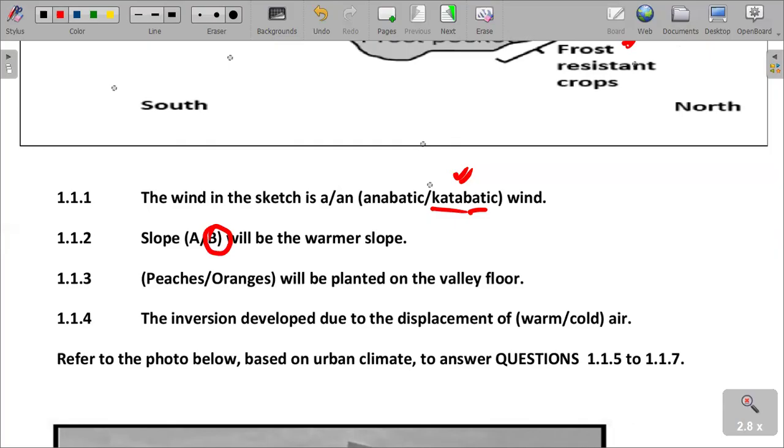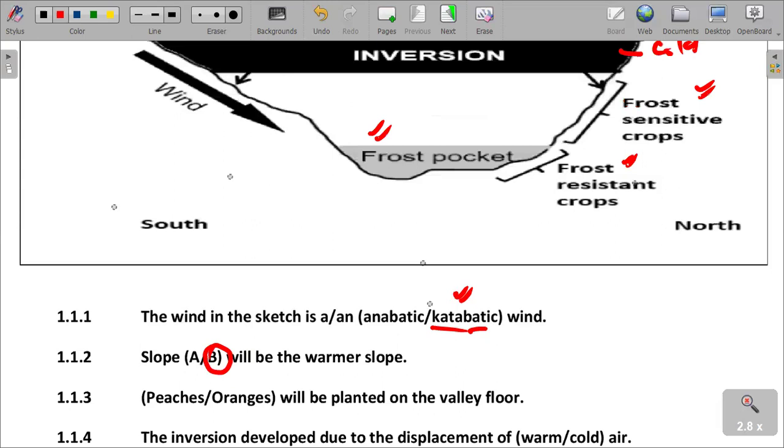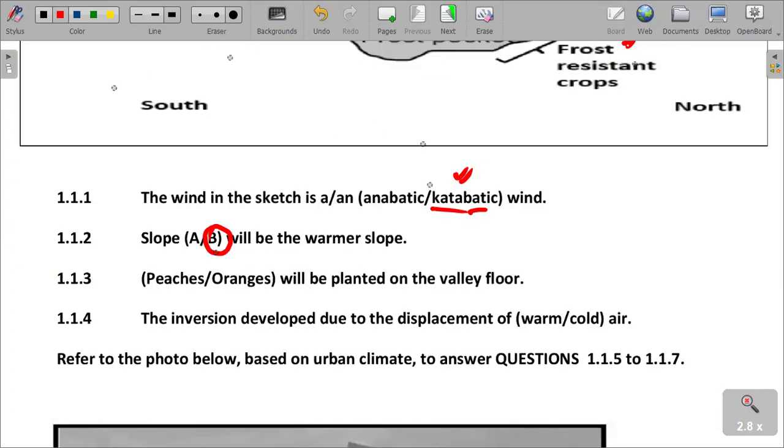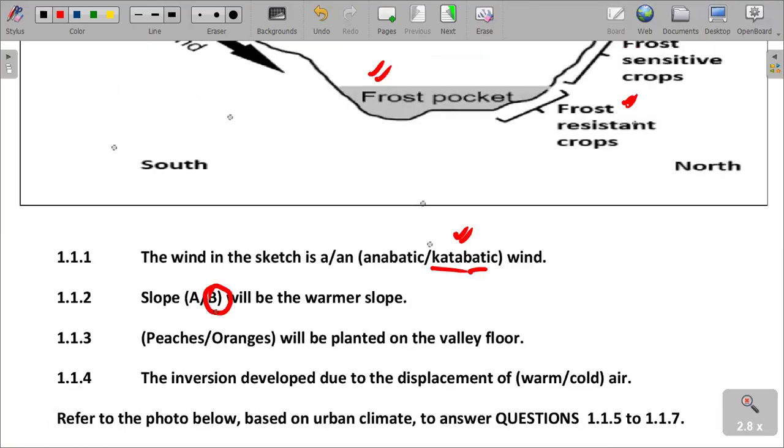Which type of crops will be planted on the valley floor? Here we want a type of fruit, a citrus plantation that is frost resistant. Between peaches and oranges, the frost resistant citrus crop is the one. Oranges will be planted on the valley floor. Oranges can resist frost; they are more frost resistant than peaches.